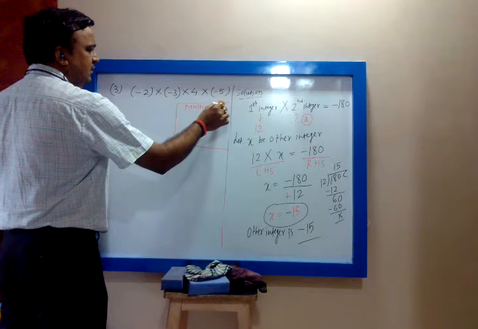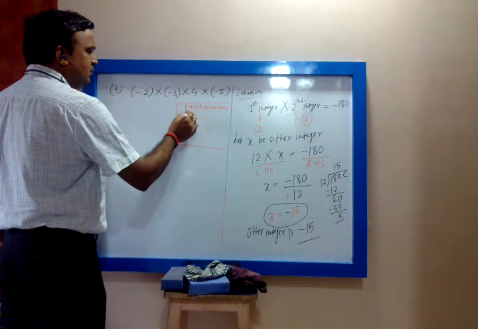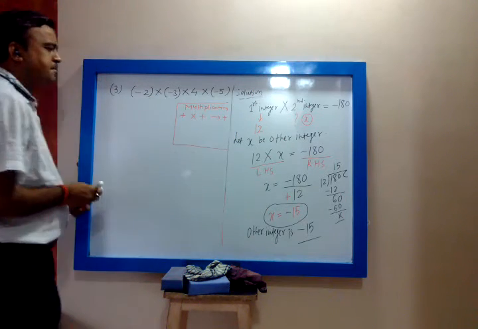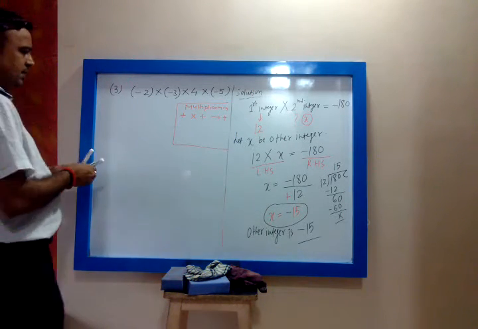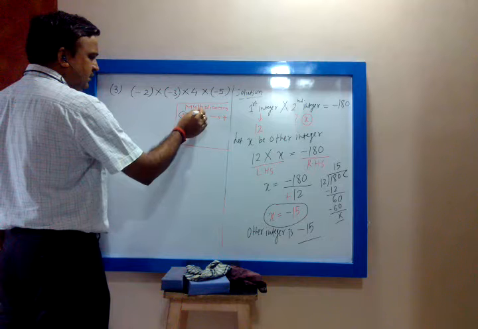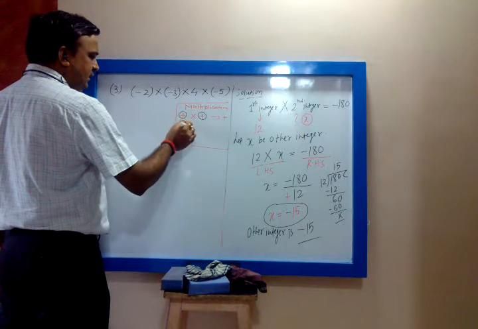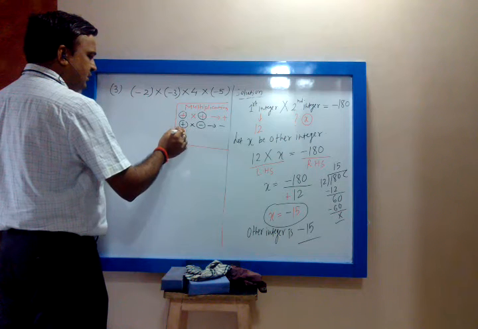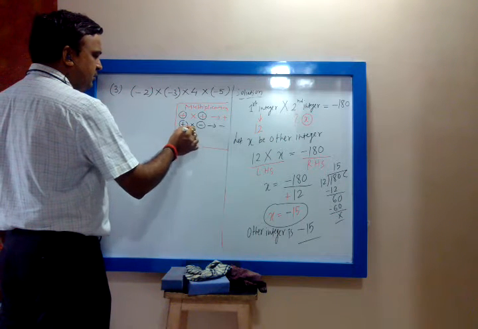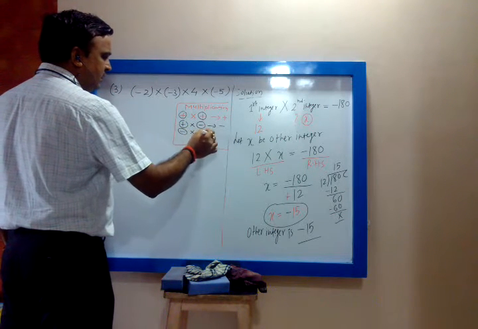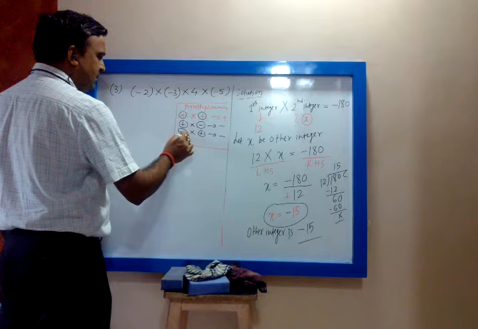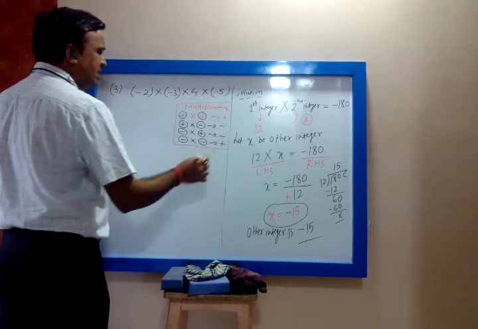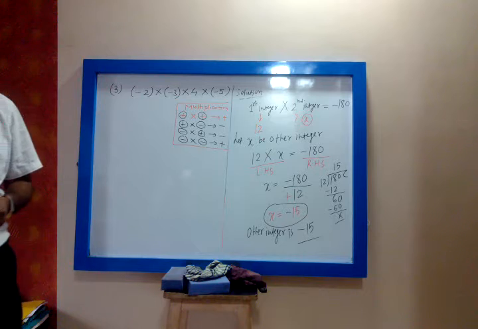Multiplication table. What is that? Plus into plus is plus. Then plus into minus is minus. Then minus into plus is minus. Then minus into minus is plus. This multiplication table you have to remember.